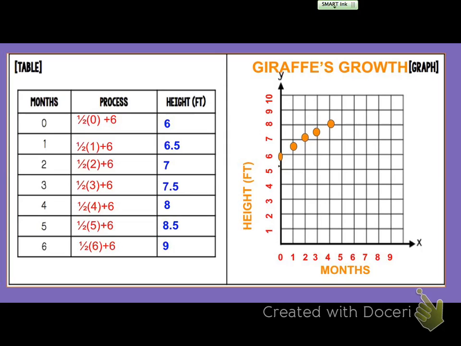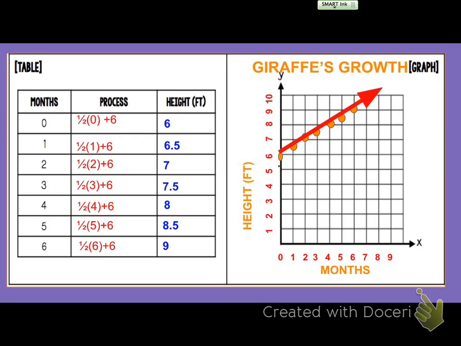My next point is going to be 5 months and 8.5 feet. And that's my ordered pair. And then my last ordered pair is 6 and 9. So I'm going to draw a line, what looks like a straight line. That's my graph. So I have now taken a verbal description and written an equation. I've taken my equation and inputted my x, which was the months, and found my y, which was the total height of the giraffe.